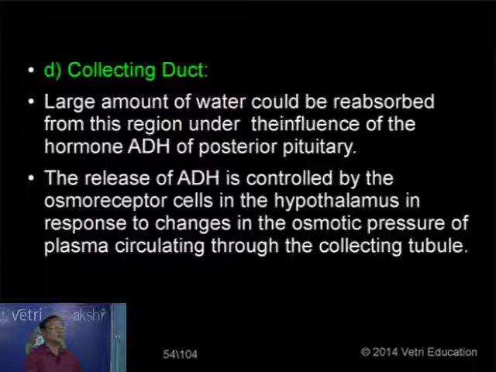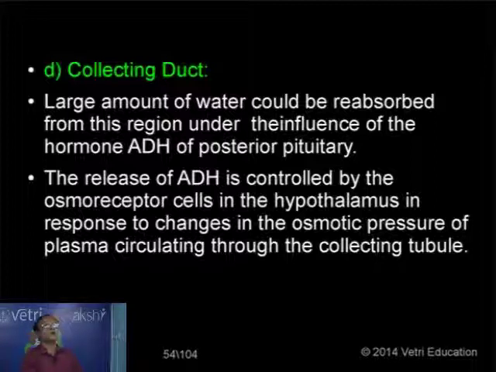hormone. Now, the release of ADH is under the control of the osmoreceptor cells of the hypothalamus. This hormone is secreted in response to changes in the osmotic concentration, or the osmotic pressure, of the plasma circulating through the collecting tubules. So if more water is present in the capillaries surrounding the collecting tubular structures, the secretion of ADH is decreased.